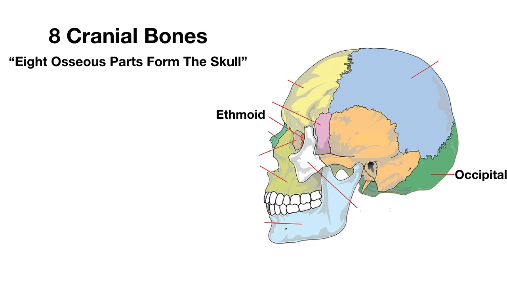Moving through the mnemonic, we're now going to talk about the parietal bones. There are 2 parietal bones and they sit on either side of the skull. They're shown in blue on the image. The parietal bones are surrounded by a number of sutures that connect them to other cranial bones.